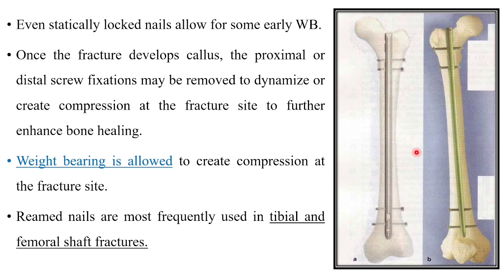So this is the reamed nail, that is, the large reamed nail, and this is the small unreamed nail. There are two types of nailing, reamed nailing and unreamed nailing, mainly used for tibial and femoral shaft fractures.